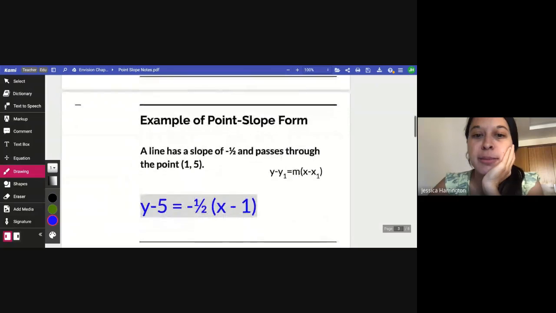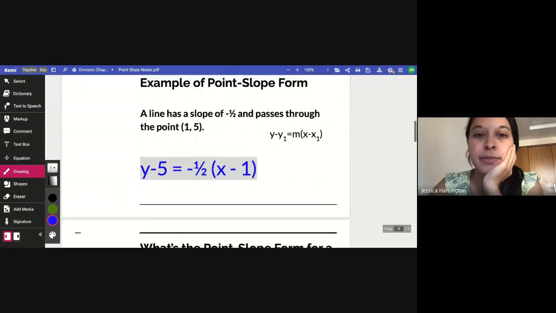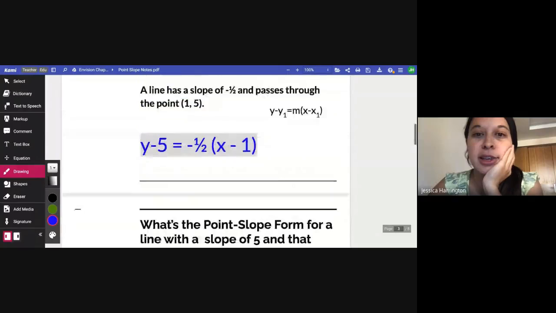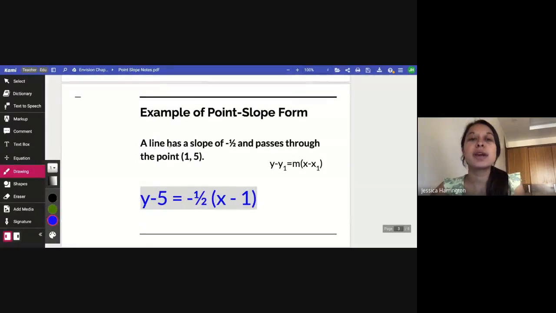So here are some examples of point-slope form. This actually shouldn't be here. I forgot to delete the answer as I made these slides, so I'm going to do it again with you. Let's say you had to write an equation of a line that has a slope of -1/2. So I know slope is -1/2. And what else do I know? I know that there's this point 1, 5. My point is 1, 5. So 1 is x1 and 5 is y1, right? Now I can put this in point-slope form.